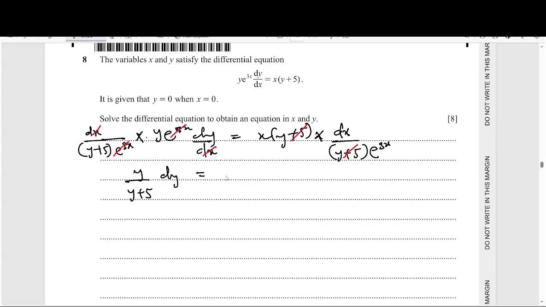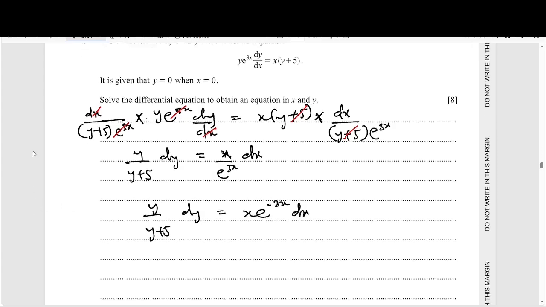Y, and on the right hand side we have x over e^(3x) dx. Right? I think I can rewrite the right hand side this way. So I have here y over y plus 5 dy is equal to x e to the negative 3x dx. Right, so that's the first step.